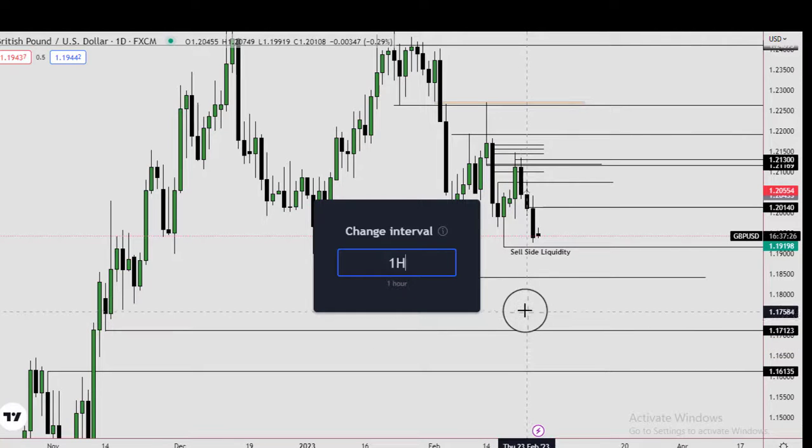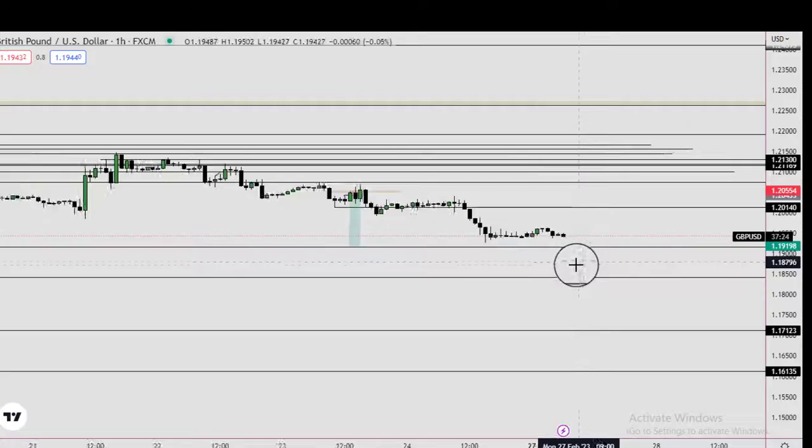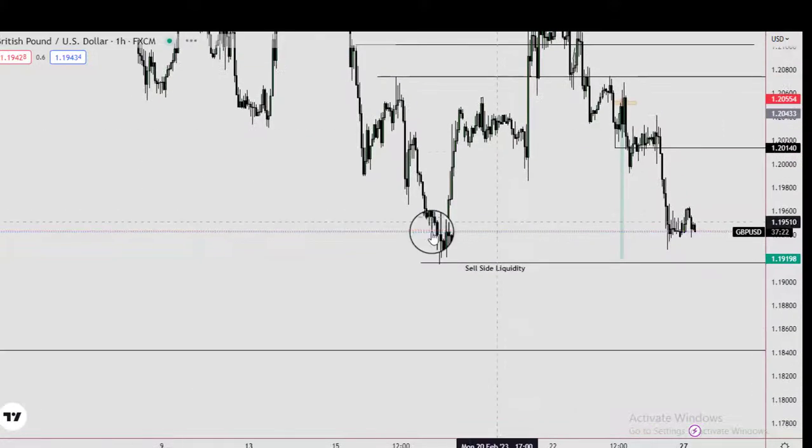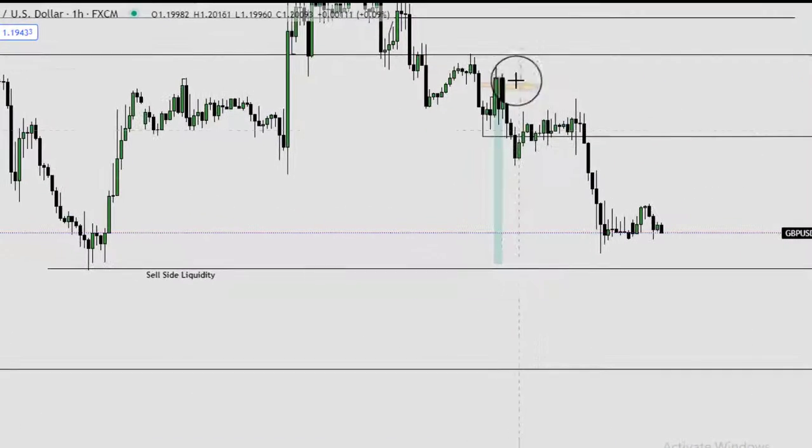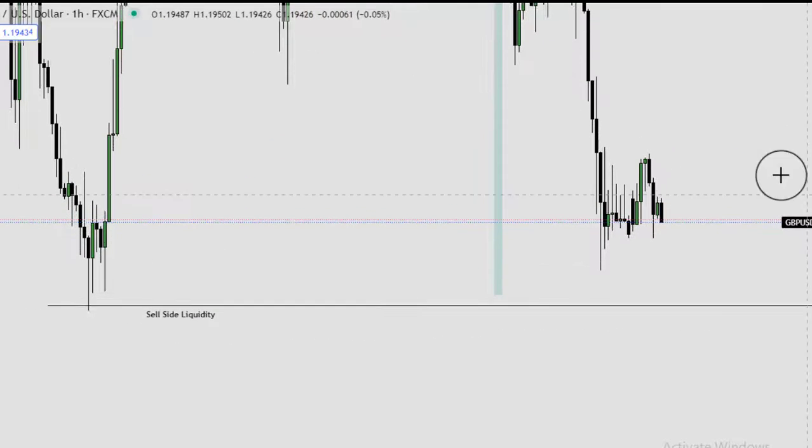Then on the 1 hour time frame, let's look at what we have. This is the 1 hour time frame. Okay, this is my last week analysis. As you can see, it played out perfectly. The price traded to the very take profit points on Friday. So this is where we are now.